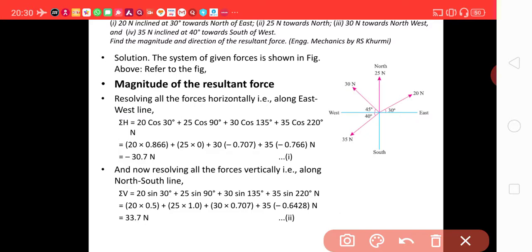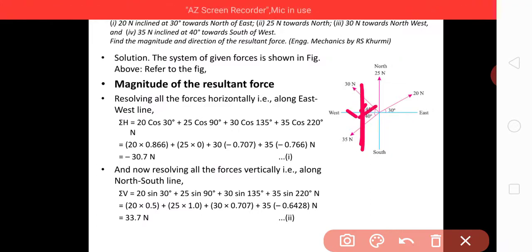It means this horizontal component of the force will lie in this region somewhere. Now, resolving all forces vertically, summation V is 20 sin 30, 25 sin 90, 30 sin 135, 35 sin 220. By calculation, it comes out to be 33.7 Newton. It means it will be above this line, somewhere in this region.